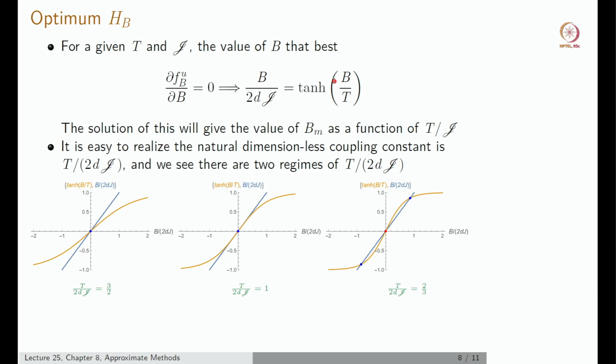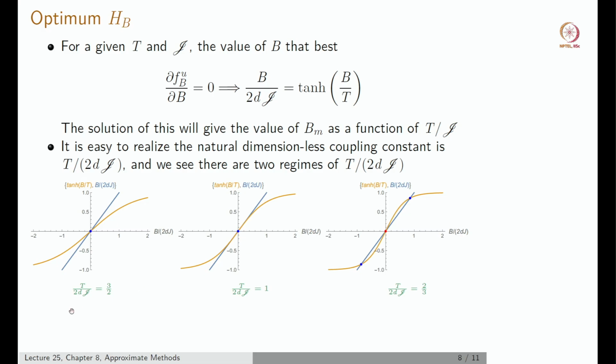Let me walk you through the solutions. You will see that the optimal value, which is B_m, will depend on the coupling constant T by J. And if you stare at this, you will realize that the natural coupling constant to use here is T by 2dJ, because I can write B by 2dJ, so this will become a dimensionless number, and since I divided by 2dJ, I have to multiply that by 2dJ, and this will be T by 2dJ in the denominator, and that is the dimensionless temperature.